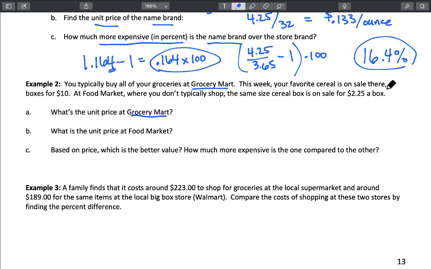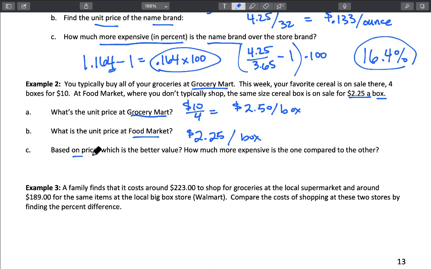At Grocery Mart, we've got 4 boxes at $10. So we'll take our 10 and divide it by our count of 4 boxes, and that's going to give us $2.50 per box. Well, at Food Market, we see that it costs just $2.25 per box. We actually don't need to do any math here. We already have our unit price because we are comparing by numbers of boxes. So that's $2.25 per box. It's different than the $2.50.